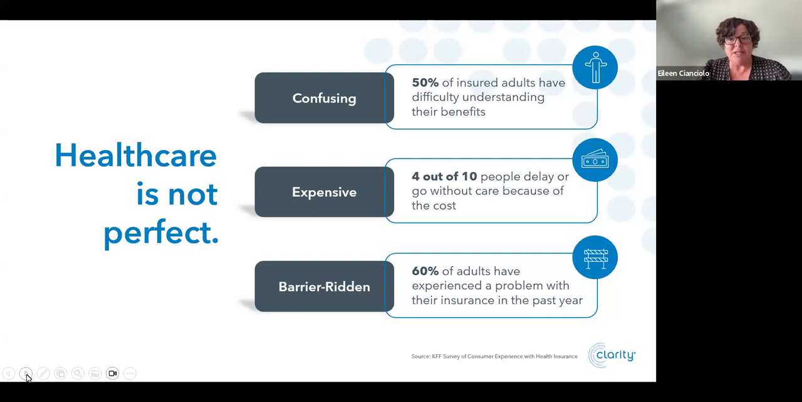And 4 out of 10 people delay or go without care because of the costs. And I'm sure that we all know those individuals. It's not just in certain areas. I think this is really happening, especially these days, more and more across the board, where people are putting off their care because of the cost. And then barrier-ridden, right? They don't understand their insurance. 60% have experienced a problem with their insurance in the past year.